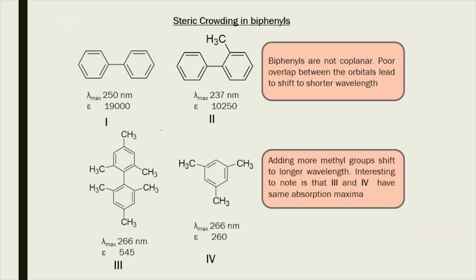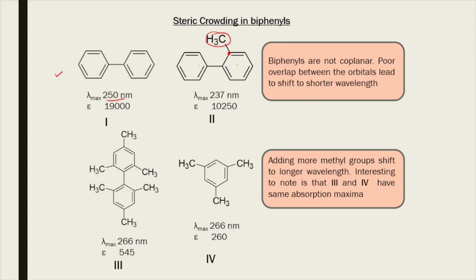Here is another example of biphenyl. This is the biphenyl which is unsubstituted. Its lambda max value is 250 nanometer. But when it gets substituted with a methyl group at this position, then what happens?